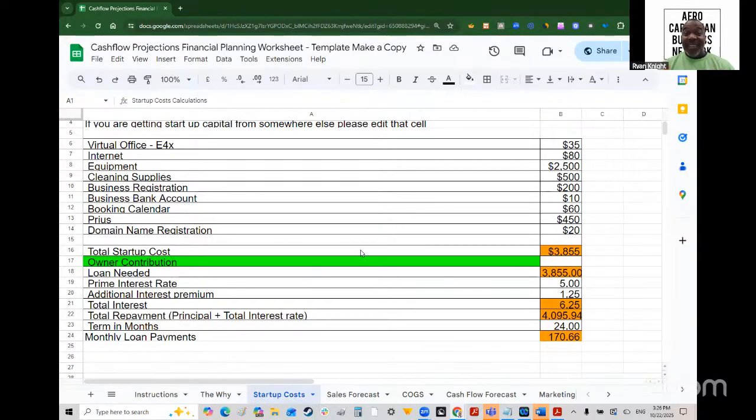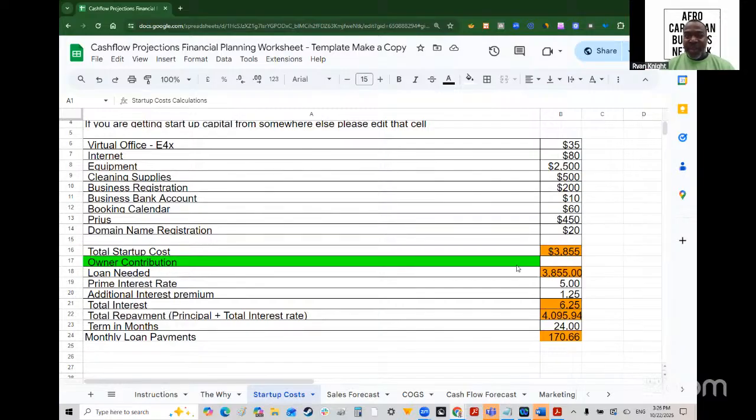But all that to say, note that down as something to talk to your accountant or bookkeeper about, because you want to make sure that you're utilizing these advantages. There's these tax advantages that you can tap into.